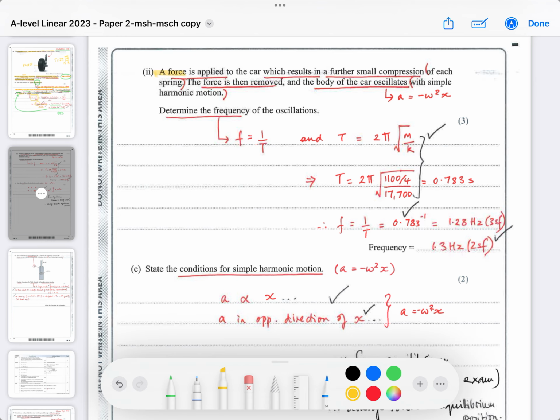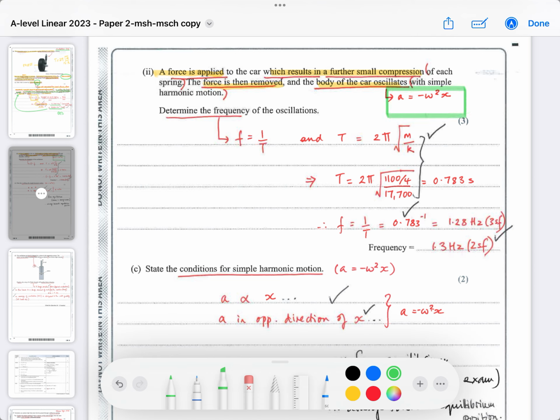It says a force is applied, which results in a further small compression. So as well as the weight, they're applying a force, so it's going to possibly cause it to oscillate. There we go. So the force is applied momentarily because it then says the force is then removed and the body oscillates with simple harmonic motion. Okay. So simple harmonic motion means that this equation is the defining equation for simple harmonic motion.